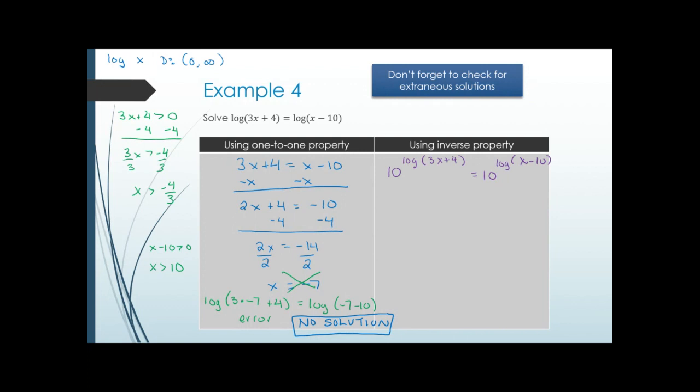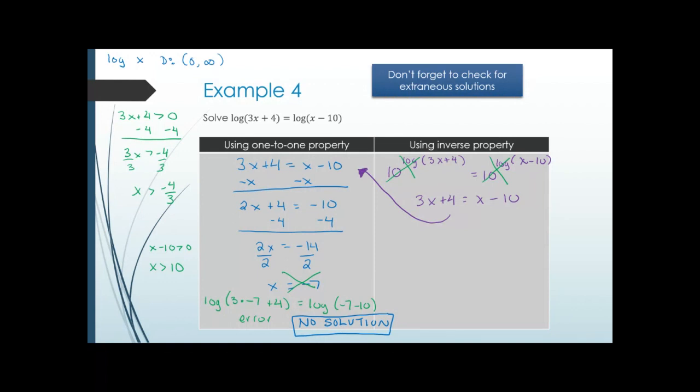So when you have a log base 10 and you 10 to that power, those cancel. So all you are left with are your exponents. 3x plus 4 equals x minus 10. Now you see that is the same thing that we started with when we had a 1-to-1 property. So in this case, using the inverse property gets us to the same point as the 1-to-1 property. It's just essentially one extra step. I will show you ones where that doesn't happen. This is just examples showing how the inverse property works.